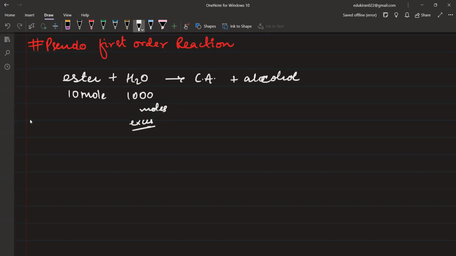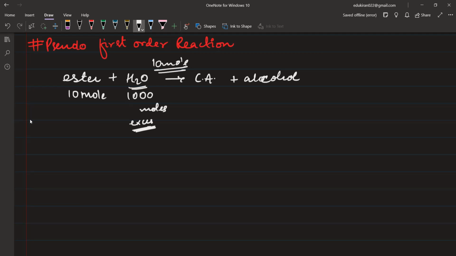Now, when you have 1000 moles of water, if you are going to increase the amount of water, that is not going to affect the rate of the reaction. Why? Because whatever reaction was going to happen, it has already happened with 10 moles of water. Further increasing the concentration of water is not going to increase the rate of the reaction. So if something is in excess, that part is not going to affect the rate. That means we will not write the water part in the rate of the reaction.